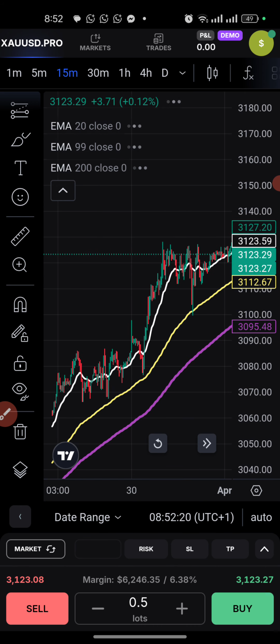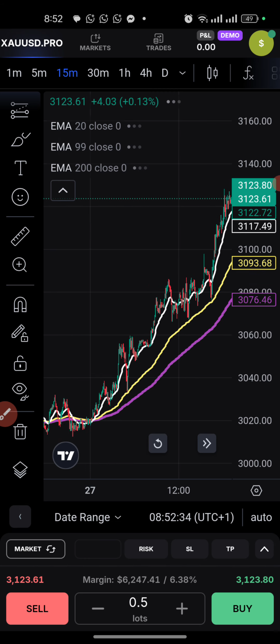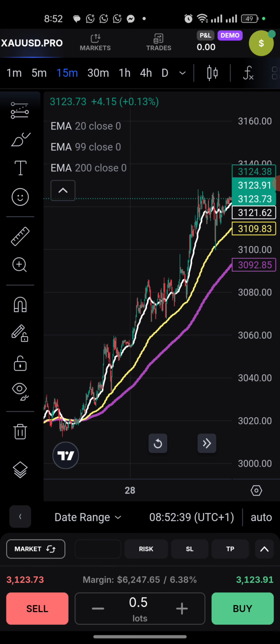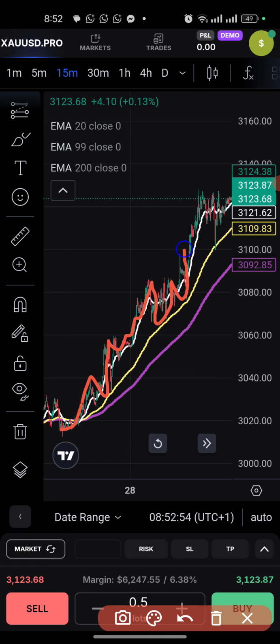Can you see how in this upward move, starting from here, price came above, and the white line, which is the 20 EMA, carried it, but usually would bounce off the 99. You see that? It pierced it again, bounced off. Those were opportune moments for you to take a buy. So this is the benefit of the EMA strategy.